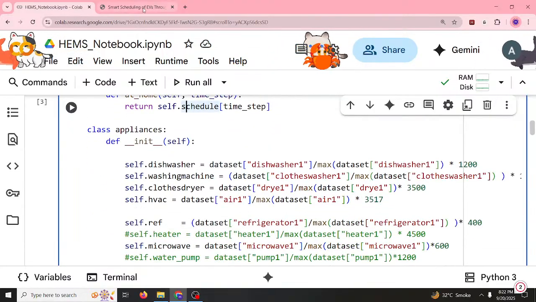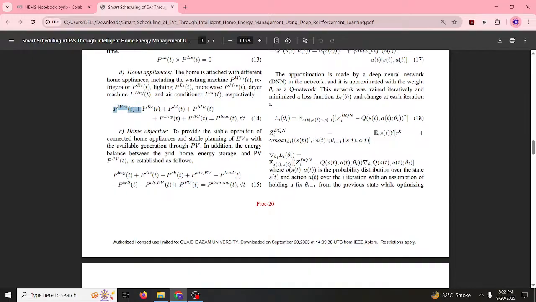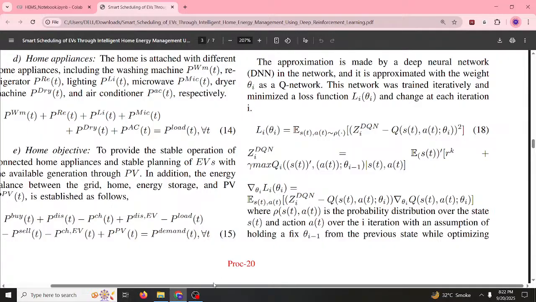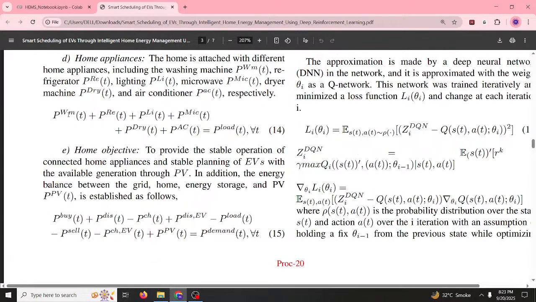Later, let us come to the appliances here. Here we see that we have different appliances: washing machine, lighting, microwave, refrigerator, dryer, air conditioner. So what do these appliances apply in equation 14? The model says that at any time t, each appliance has some load. Whatever the load is, we will sum it up for all the appliances and present it as a single overall load to the agent.